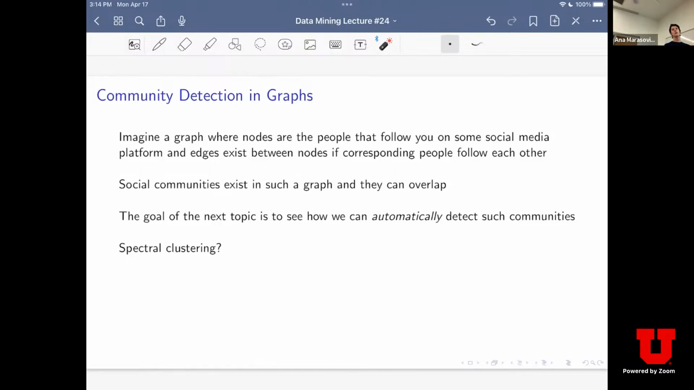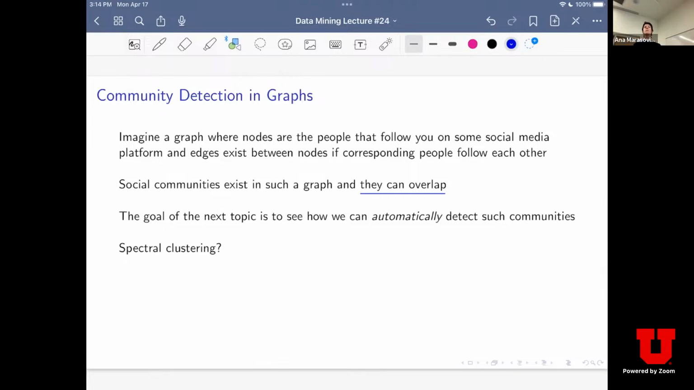So maybe we would find nodes in your graph that are connected and represent your high school friends, or nodes that represent friends you have from your hobby. Maybe you are playing basketball, and now these are your basketball friends, and then we might have your college friends. And what's interesting about finding communities in these kinds of graphs is that they can overlap. So think about, let's say, college friends that you also know through some hobby, like chess or something like that.